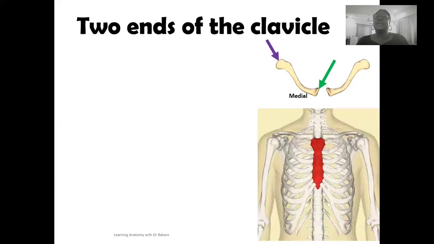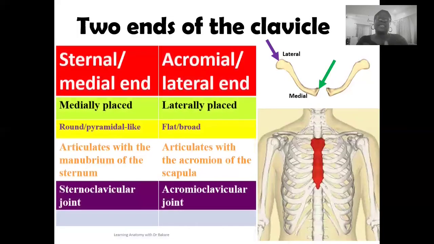Well, on the lateral edge at this region, we have the acromial end. It is the acromial end because it is related to the acromion of the scapula, and of course, it is laterally placed. So these are the two ends of the clavicle. While in between the two ends, we have the body or the shaft. So these are the two ends as arrowed in this image. We would be putting the differences between these two ends in a tabular form. So this is the tabular representation of the differences between the sternal and the acromial end of the clavicle.